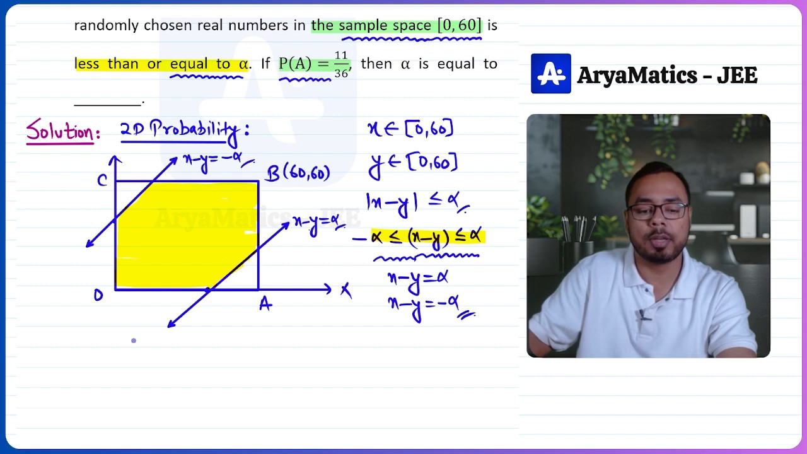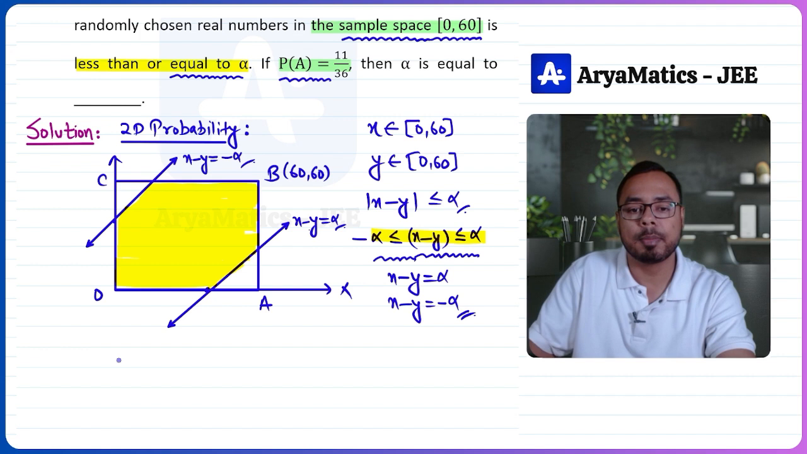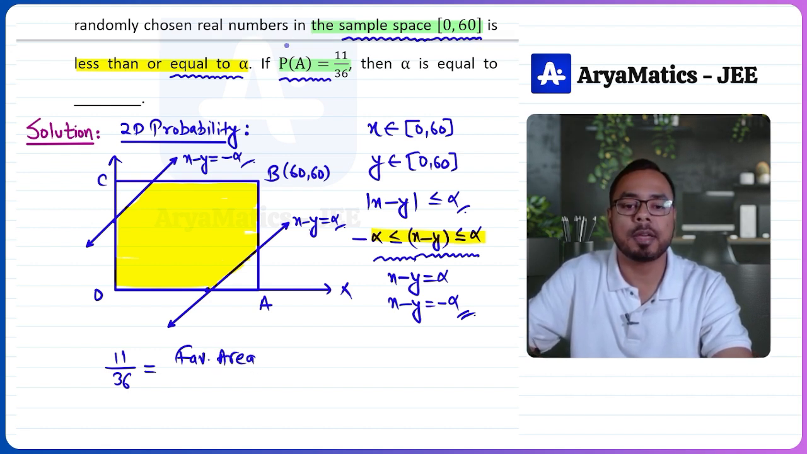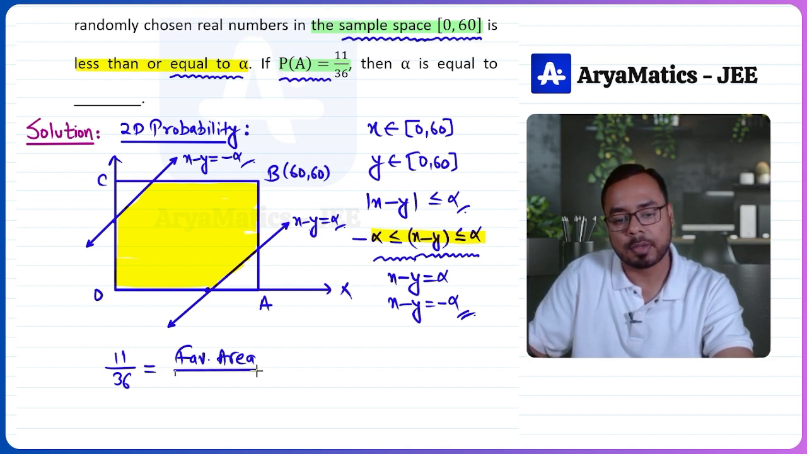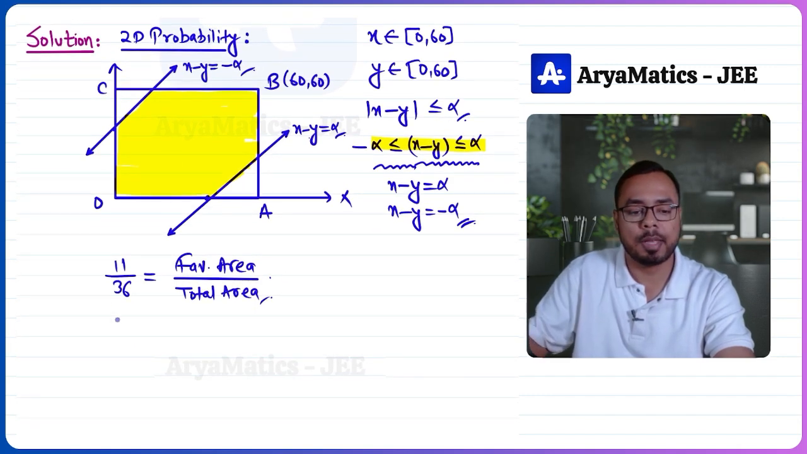Now we know that in case of 2D probability, the required probability is favorable area divided by total area, and it is given that the required probability is 11 by 36. So 11 by 36 must be favorable area divided by total area. And from there, we need to find the value of alpha, right? So clearly you can see that total area will be the area of a square, and for the square, the side is 60. So therefore, area of that square will be 60 square, right?